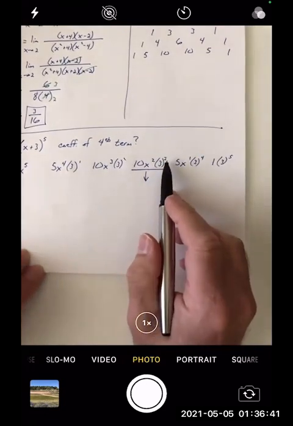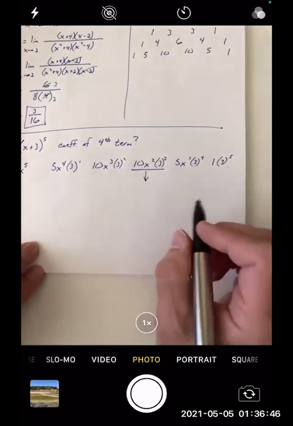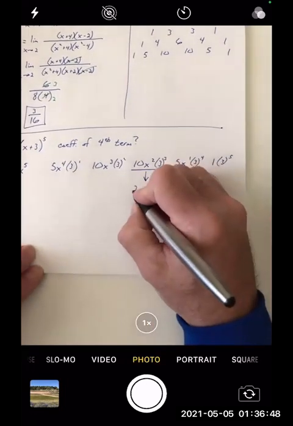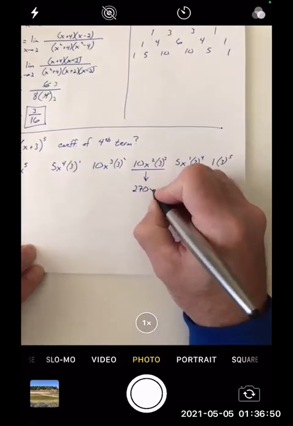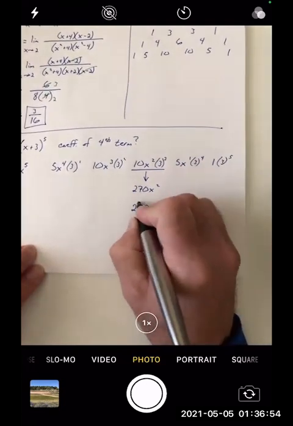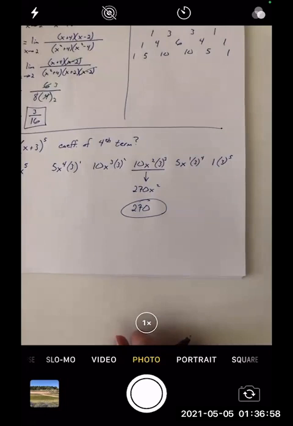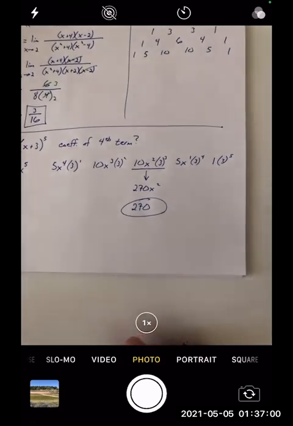So 3 to the third, that would just be 27. 27 times 10, 270. So your coefficient of the fourth term is just 270. Yeah, way easier. That seems a lot easier than the route I went.